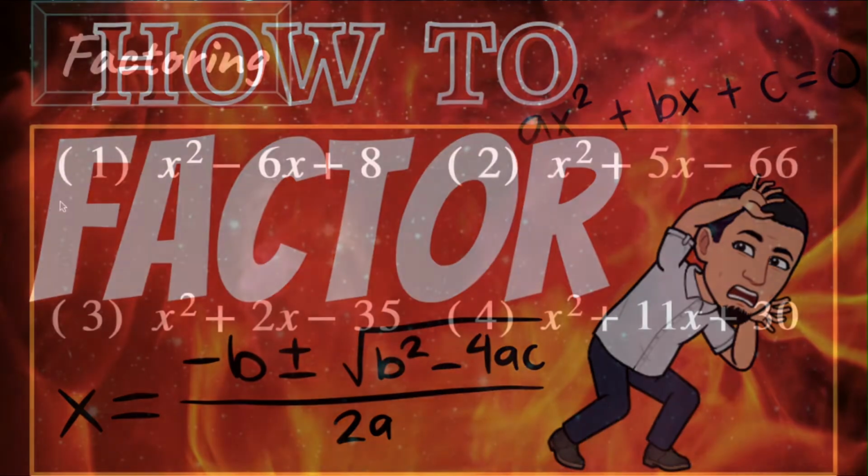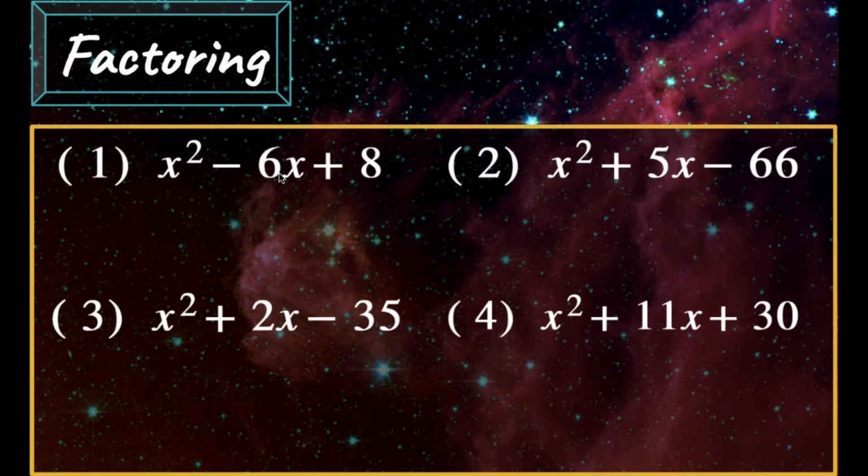Number 1, x squared minus 6x plus 8. Whenever we're factoring a quadratic equation, the first part that we need to focus on is the last term, or the constant. We need to think about what factors of this number add to make 6. Whatever sign is in front of the last term is what operation we're going to use in order to figure out the middle term. So since this is a plus sign, what factors of 8 add to make 6?